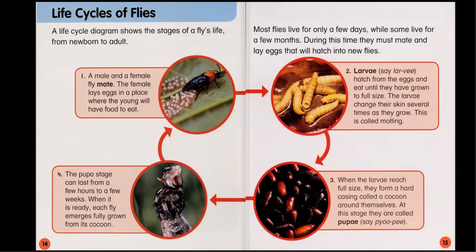Life cycles of flies. A life cycle diagram shows the stages of a fly's life from newborn to adult. Most flies live for only a few days, while some live a few months. During this time, they must mate and lay eggs that will hatch into new flies.